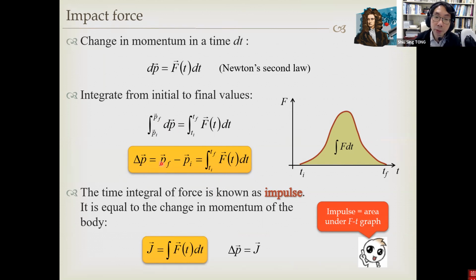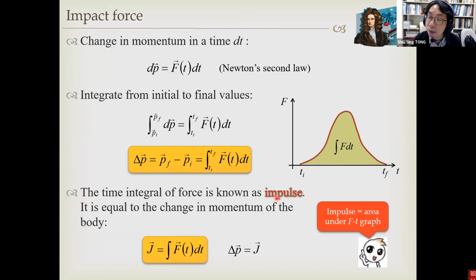Okay, so we arrive at a very important equation. The change in momentum of a body during collision is equal to the time integral of the collision force over the collision period. That is the important equation that you should know. Now this quantity, which consists of the time integration of the collision force, is formally known as the impulse.